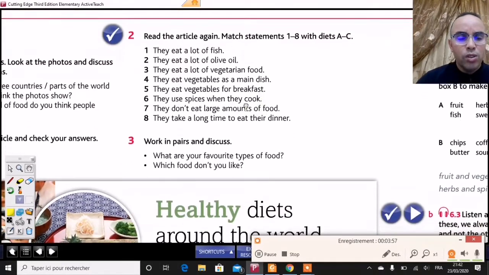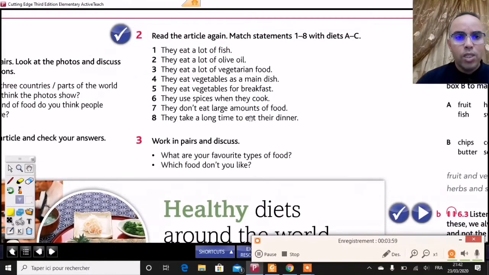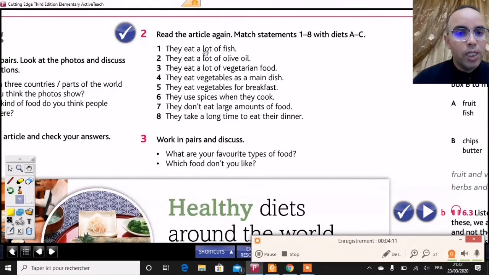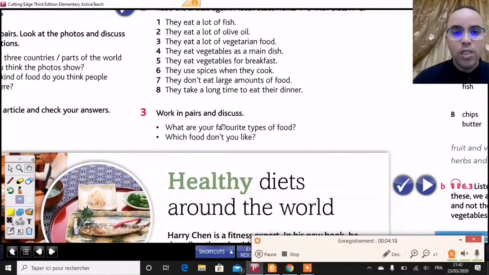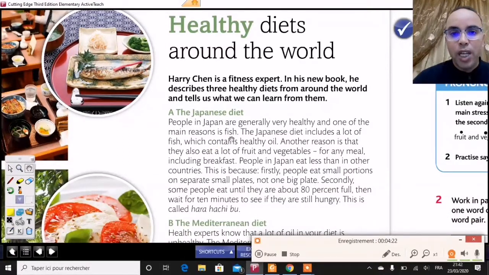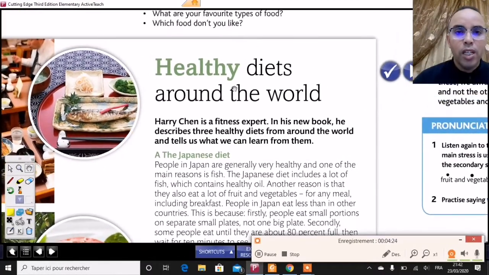Let's move on to answer the other questions. So number 2, read the article again. You are going to read the article again and match the statements 1 to 8, so 1, 2, 3, 4, and so on, with diets A to C. Okay, let's do number 1 as an example. Number 1, they eat a lot of fish. So the answer for this is A, part A.